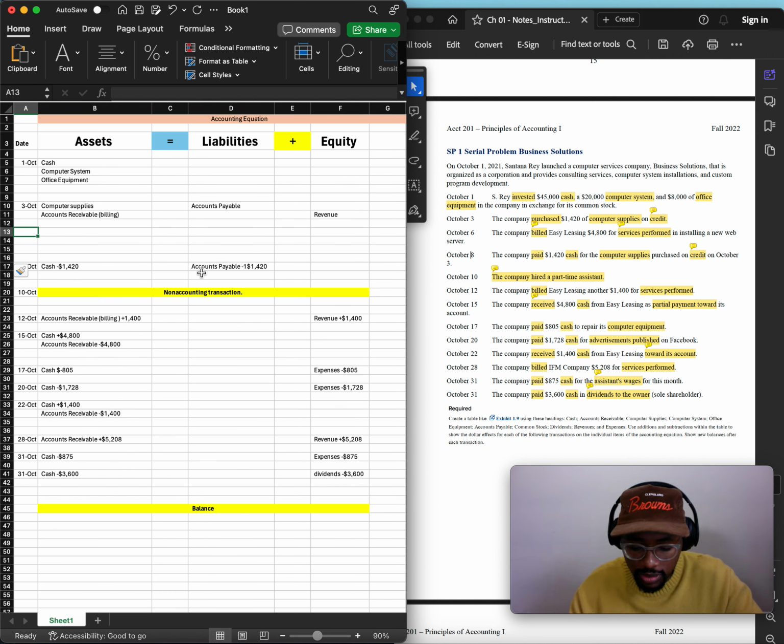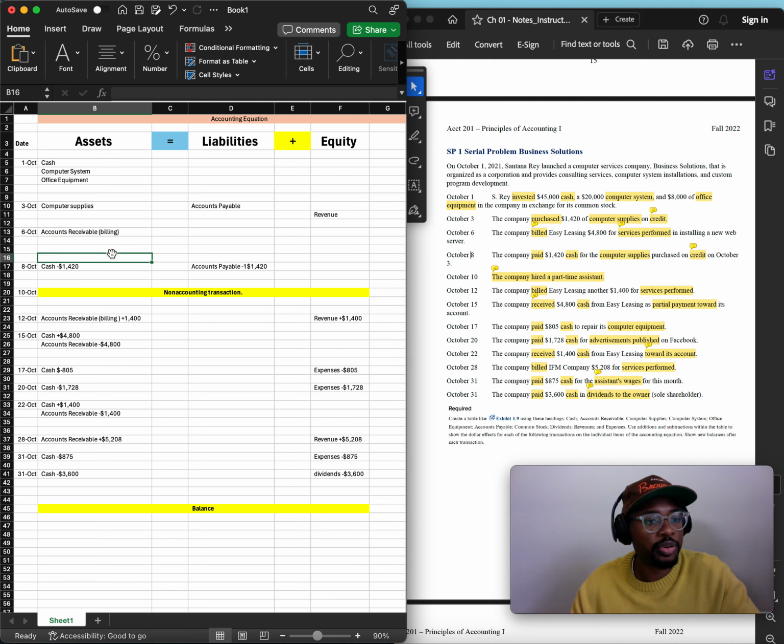Okay, so October 6th. On October 6th, it says the company billed Easy Leasing 4,800 for services performed. So we billed them. So we're going to come here and put accounts payable here. I didn't skip it, but I just put it on the wrong one. So accounts receivable is going to be here, and then revenue, right?